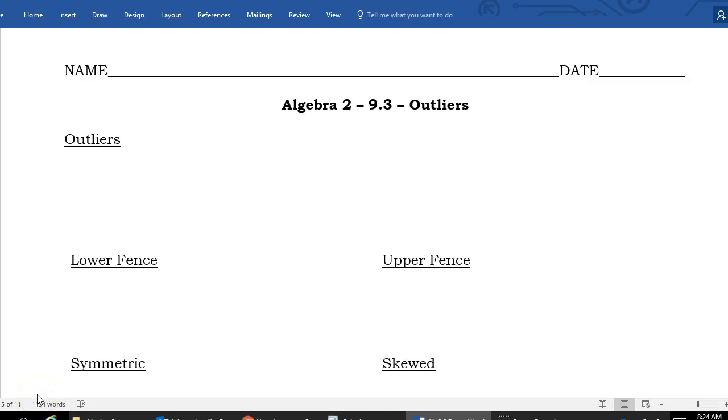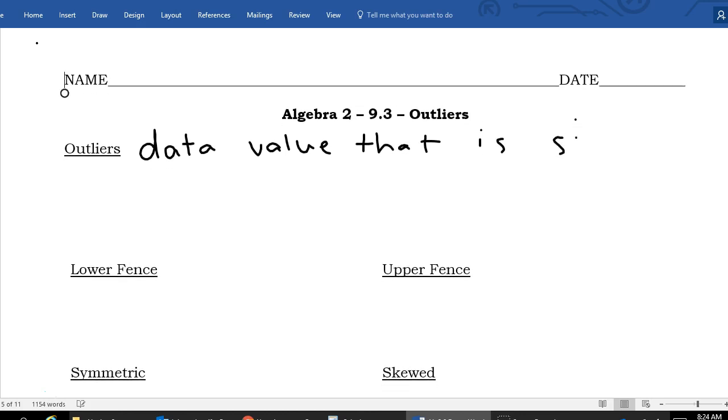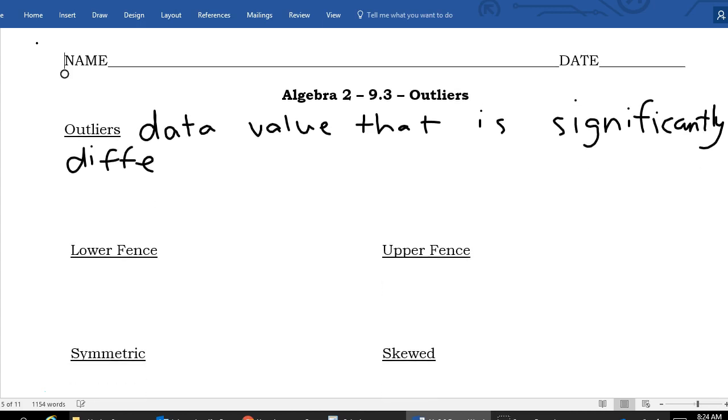This is Algebra 2, Lesson 9.3, and in this lesson we're going to talk about outliers. An outlier is a data value that is significantly different from the rest of the data. Now, the word significantly isn't really measurable, so we are going to define how far it has to be to really matter and be a true outlier.